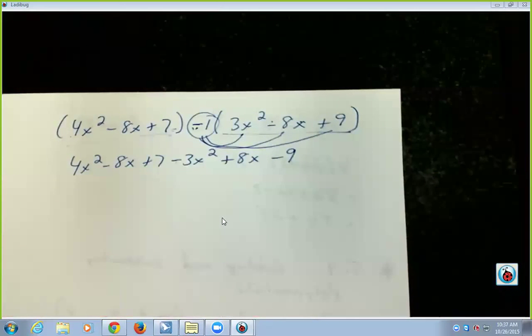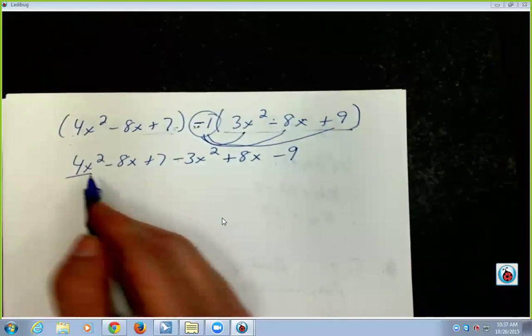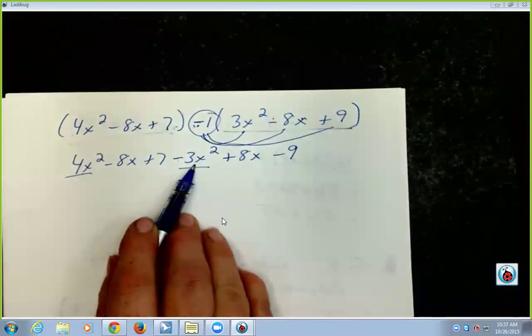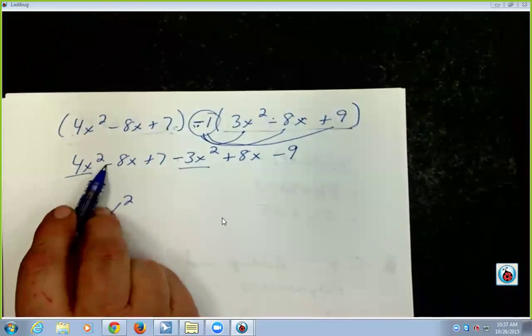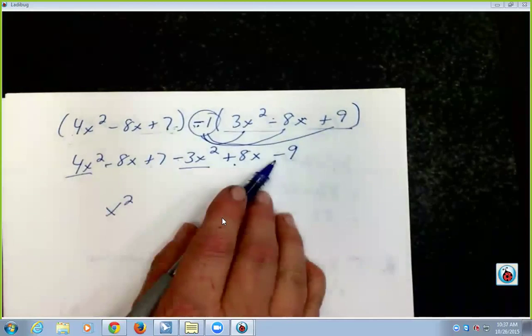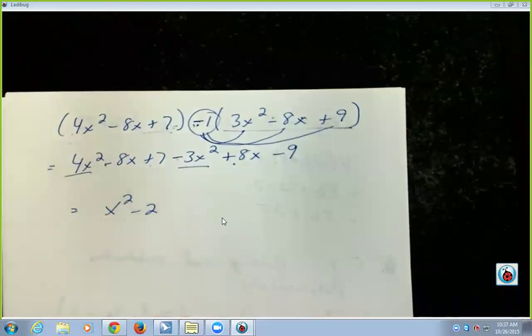So if I change all those and I go through and I get these things all going like they should, now I can go back through and look at pieces and combine them. So 4x squared and a negative 3x squared? Negative 8x and a positive 8x? Long gone. Positive 7 and a negative 9? So that becomes my answer. Okay, so it's just that sign change. It's just making sure that you go through and get what you have in there and make sure your signs get changed on what takes place with that.